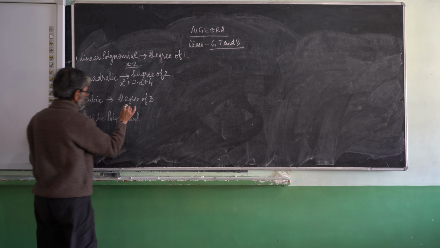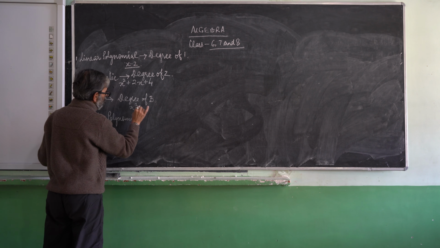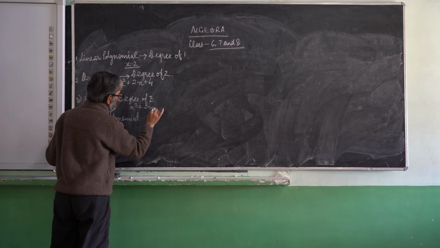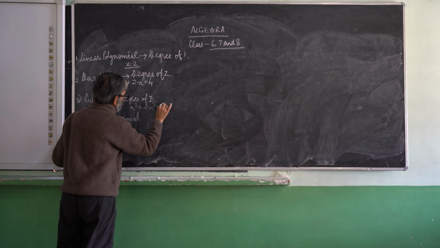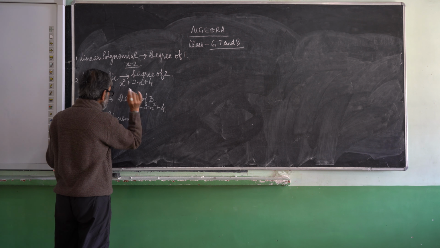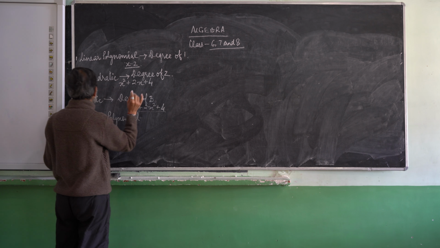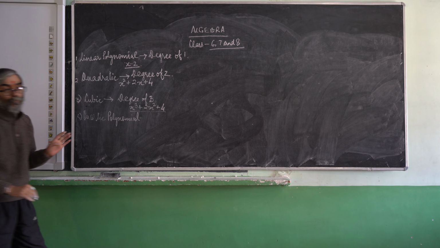And then cubic polynomial, it has a degree of 3. x cubed plus 2x squared plus 4, and the highest power of the variable is 3, therefore the degree of the polynomial is 3 and therefore it is known as a cubic polynomial.